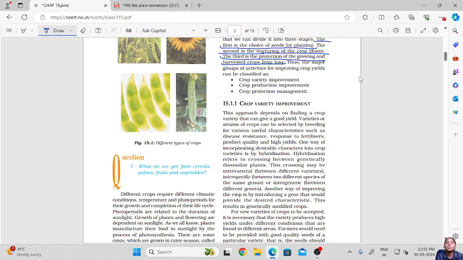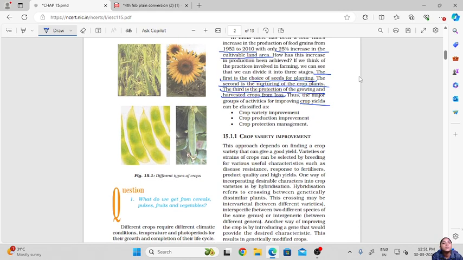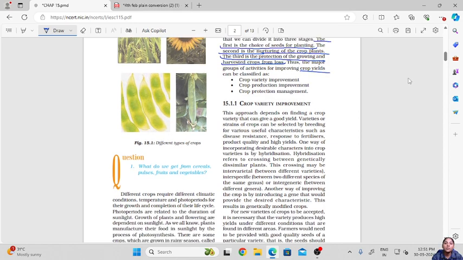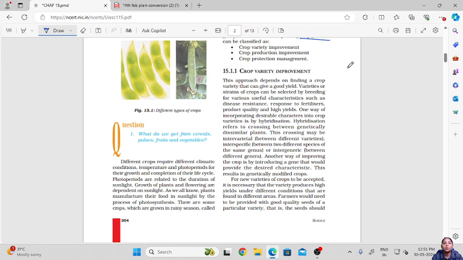So the major groups of activities for improving crop yields can be classified as crop variety improvement, then crop production improvement and crop protection improvement. Okay, the crop variety improvement means the selection of proper and better yielding seeds. Crop production improvement means the nurturing of the crop plants or providing with proper manure, fertilizers and irrigation, all that comes in the second point. And the third is crop protection management. So first we will see crop variety improvement.